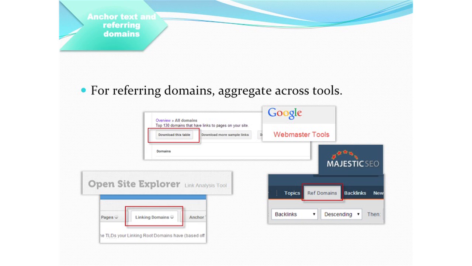For referring domain analysis, we want to aggregate across tools here. We want to go to Webmaster Tools and download all referring domains. We want to go to Open Site Explorer and get the report from the Linking Domains tab. And Majestic SEO, referring domains, grab that report from there as well.